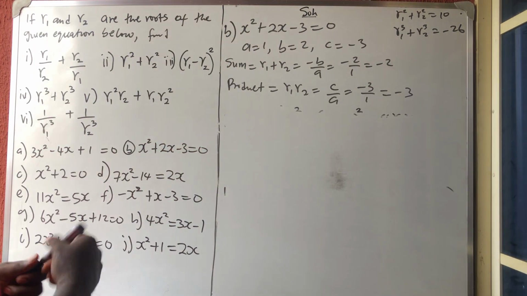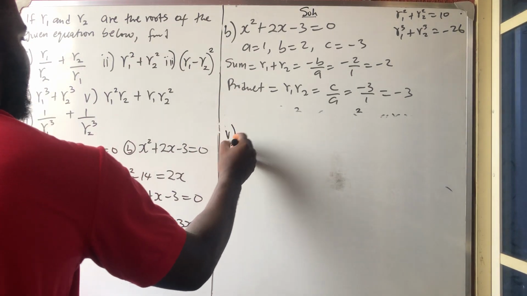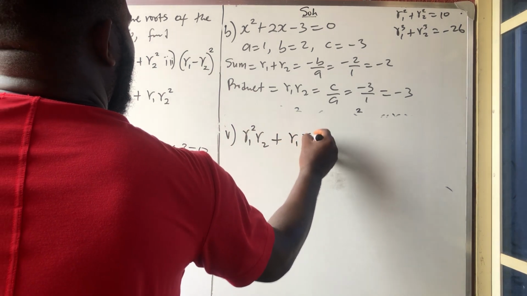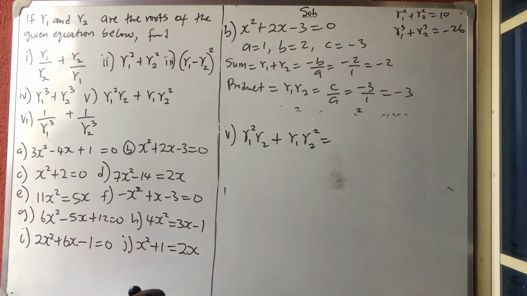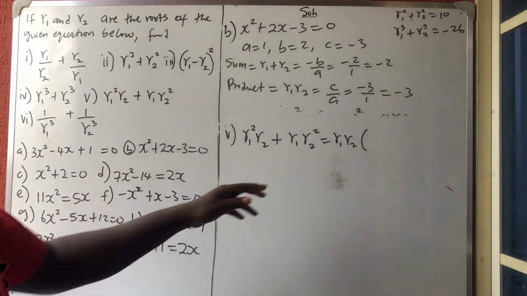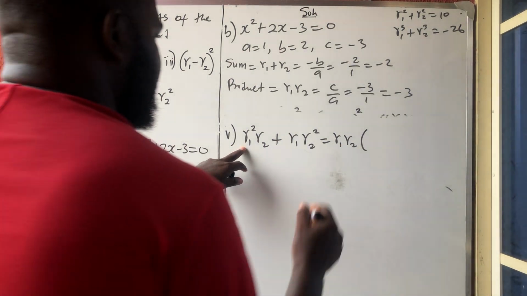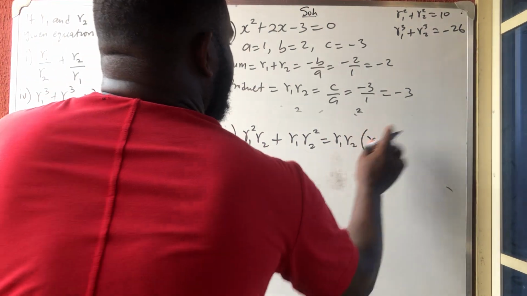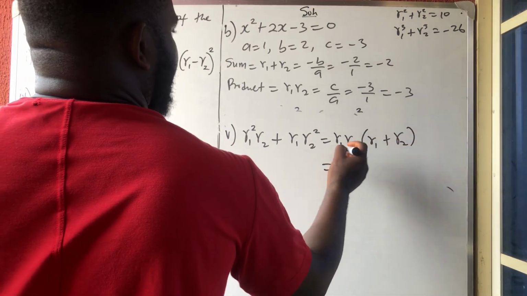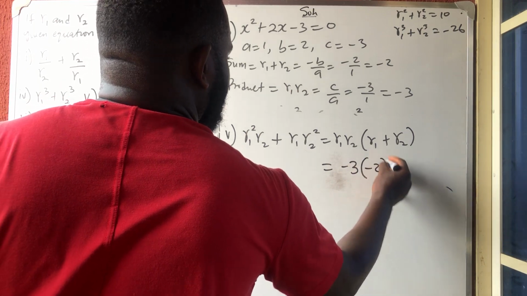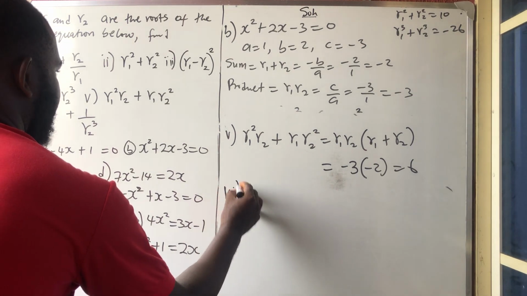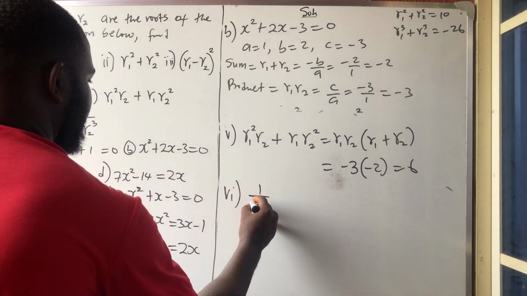So I'm having V. V said R1 squared R2 plus R1 R2 squared. If you factorize this, they have R1 and R2 in common. If both of them divide this, what is remaining here is R1, plus, what is remaining here is R2. So my answer is simply R1R2 times R1 plus R2, which is minus 3 in bracket of minus 2, which is 6. As simple as that.